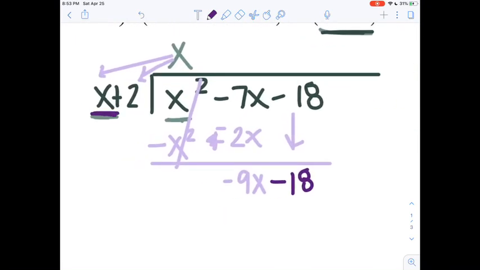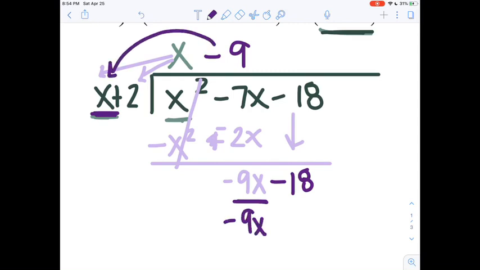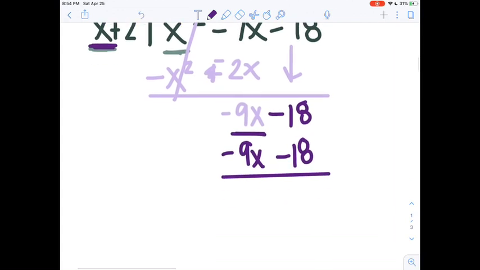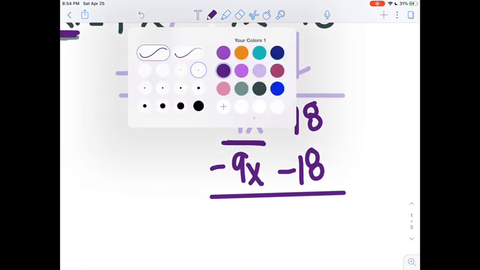So I'm going to look at this x, and I'm going to look at this first term. What can I multiply x by to make it negative 9x? Well, that's negative 9. So you're going to multiply negative 9 times x, and you're going to multiply negative 9 times 2. Okay, then you have to subtract both of these terms.